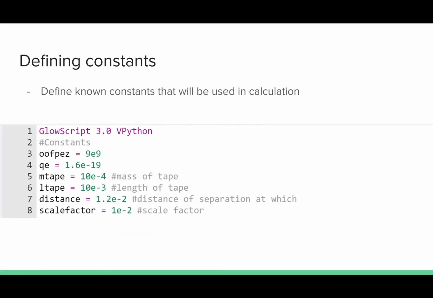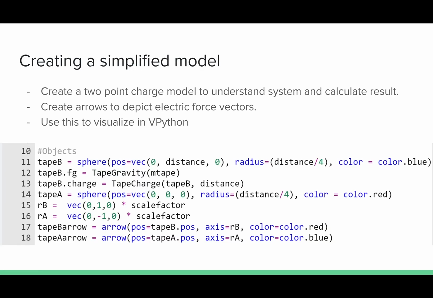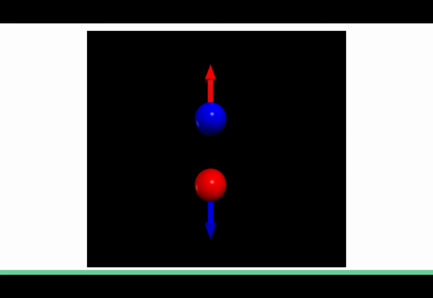To approach this problem, I first started off by defining the constants that were firstly derived experimentally and secondly are universally known constants. Then I created a simplified version of this problem by modeling both the tapes as point charges, which are depicted as spheres in VPython. And then I visualized this to be something like this.